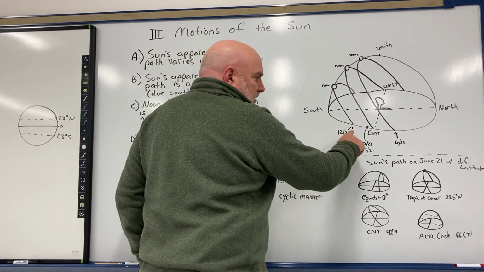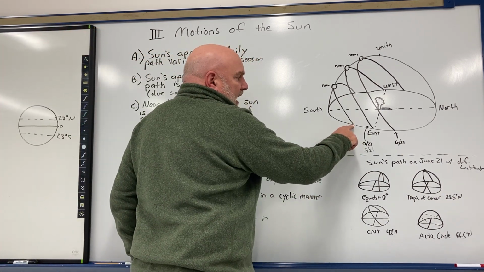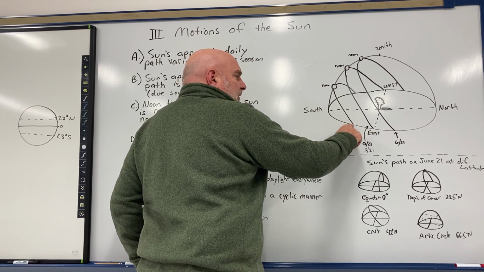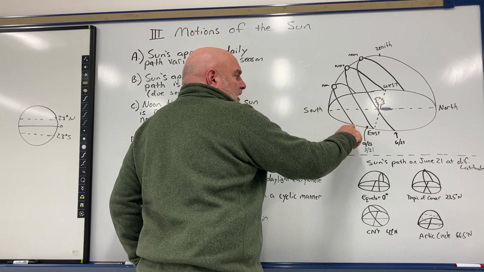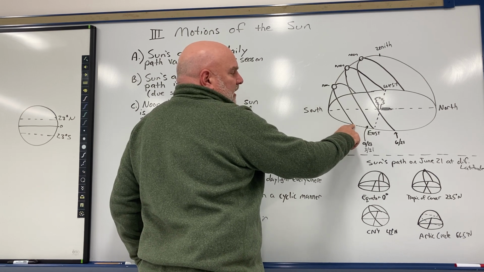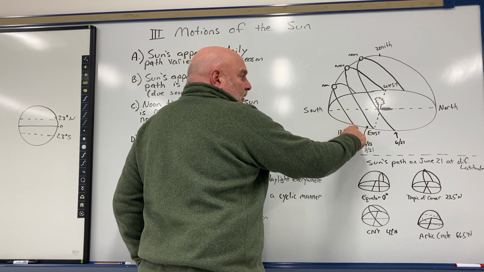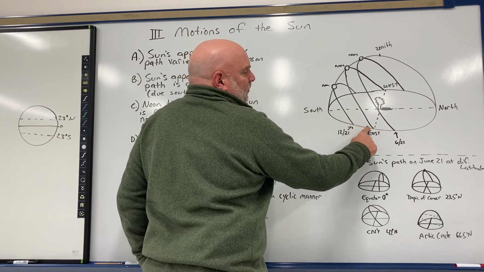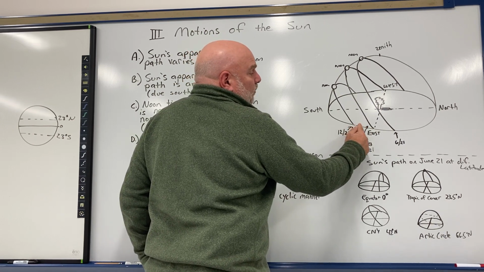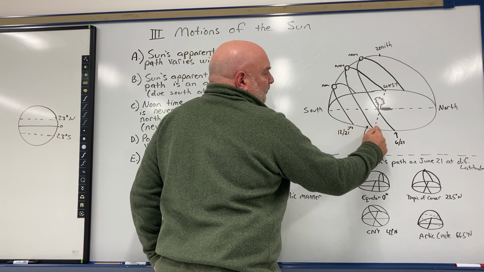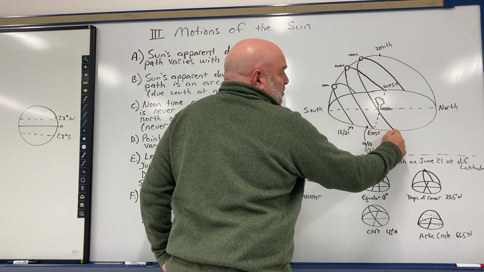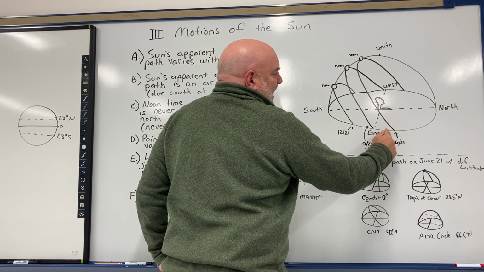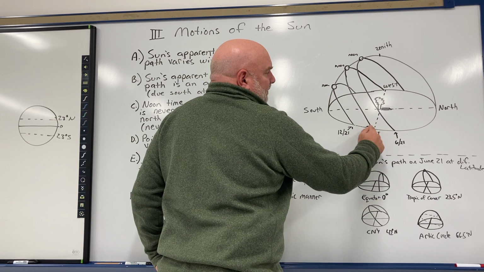Now, right here, this is where the sun rises on December 21st. Every single day it's going to be a slightly different spot. So on the 21st it'd be rising right there, on the 22nd, 23rd, 24th, 25th, and so forth. Every day where it rises is going to be in a slightly different spot until you get to June 21st. And then once you get to June 22nd, it's going to start rising back this way every day.